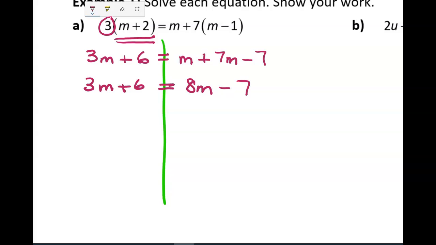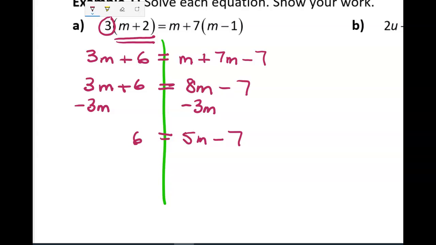Now let's take care of our variable terms first. Let's subtract 3m from both sides. And by the way, you can subtract 8m from both sides if you wish as well. I like to keep things positive, so I like to take my bigger number and subtract my smaller number. All right, on the left side of the equal sign, we have a 6 left. On the right side, 8m minus 3m is 5m minus 7.